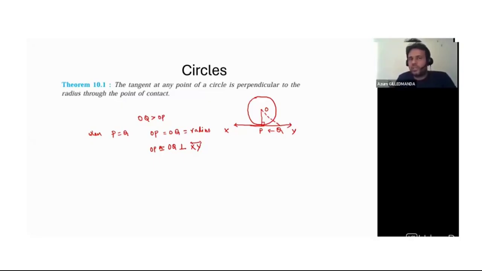So what is the thumb rule from this theorem? The tangent of a circle, wherever the point it is touching, is perpendicular to the line joining the center and that point. Okay, so that's the thumb rule from this theorem.